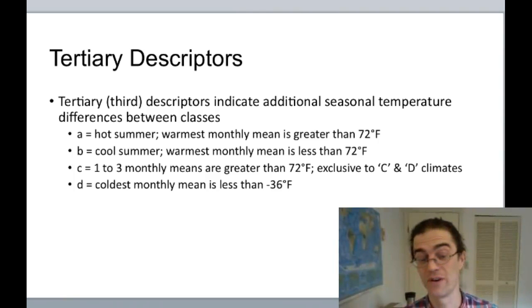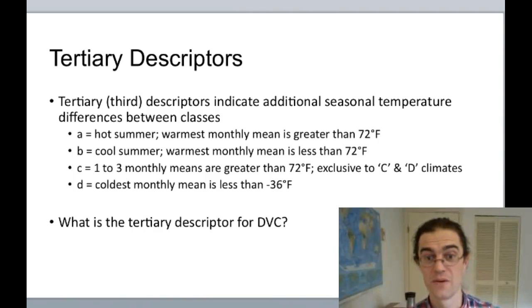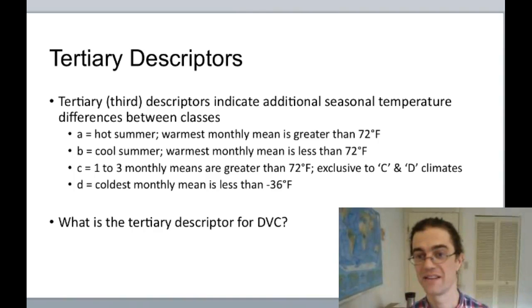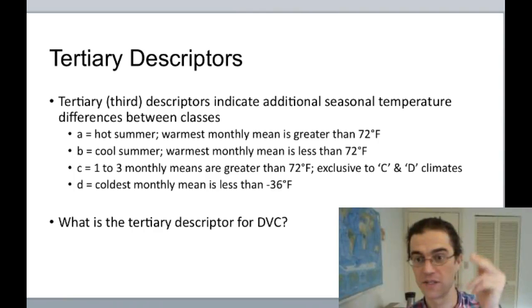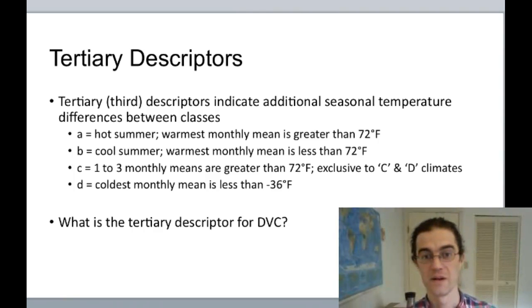So -40 Fahrenheit and -40 Celsius are the same temperature. Okay, so what would be the tertiary descriptor for DVC, do you all think? You can do a little research and add it to the discussion board, see what you think. Maybe after you do your research, you could go through the flow chart with what you come up with and then find out what you think it is.